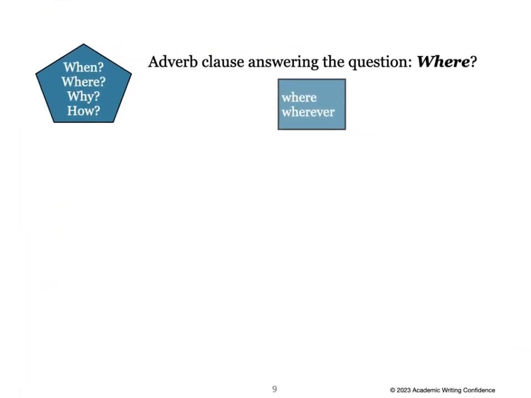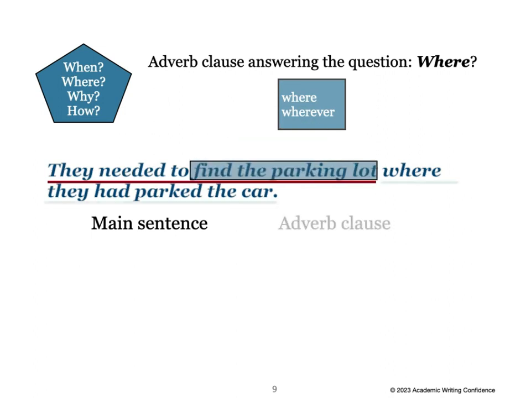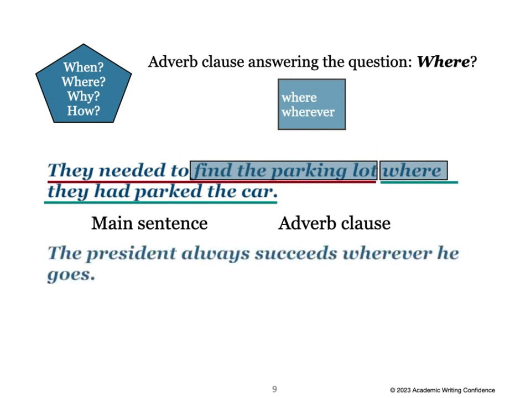Let's look at some adverb clauses that answer the question where. They needed to find a parking lot where they had parked the car. The main sentence is, they needed to find the parking lot. They needed to find a parking lot where? Where they had parked the car. The president always succeeds wherever he goes. The president always succeeds is the main sentence. And where does he always succeed? Wherever he goes.